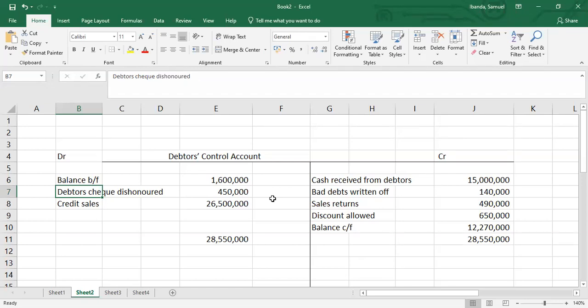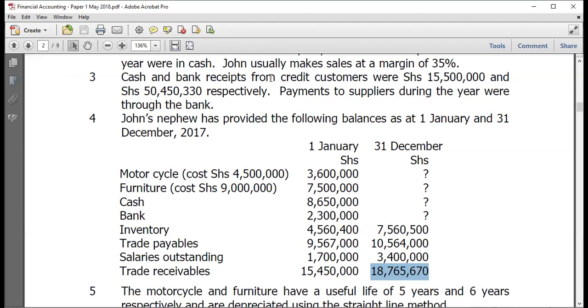And then anything that reduces debtors, we say that we can have cash received from debtors. When debtors pay us, it means that it is reducing the debtors. If you have things like bad debts written off, that would be the same thing because they also reduce your debtors. If you have sales returns, for example, you sold to customers and they return, that would happen. If you have discounts allowed, the same thing. So mine is now to go and look from my question, what are some of those things that I can actually record within my debtors control account, okay?